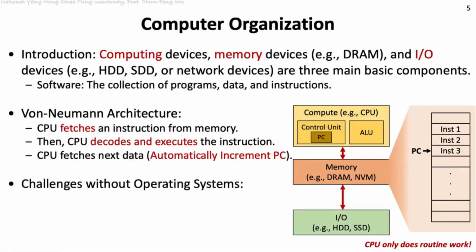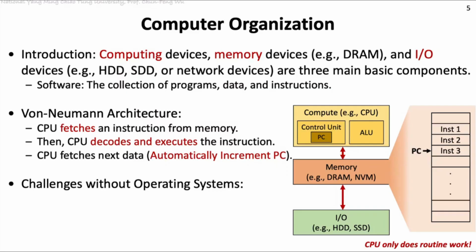Okay, so this is our architecture. The CPU is a hardware device, and it only does routine things. And software, like the operating system and our C programs, has a lot of instructions there. So they can control how the CPU runs this program.